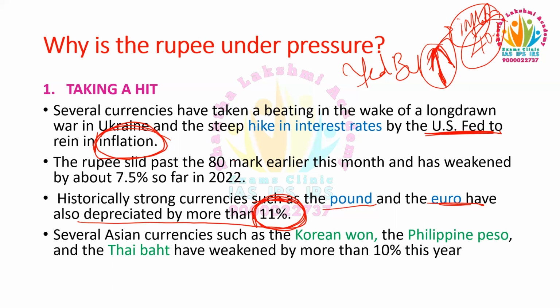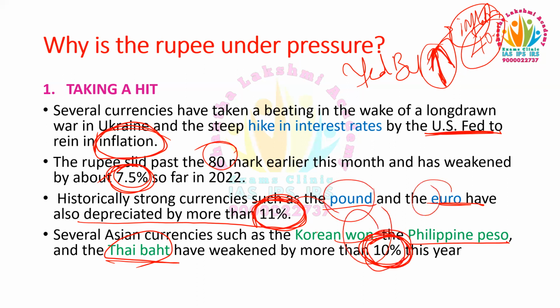The rupee slid past the 80 mark earlier this month and weakened about 7.5% in 2022. And several Asian currencies such as the Korean won, the Philippine peso, and the Thai baht have also weakened by more than 10% this year. Compared to the pound, euro, and other currencies, our Indian rupee is somewhat better, right? It has depreciated around 7.5% only.